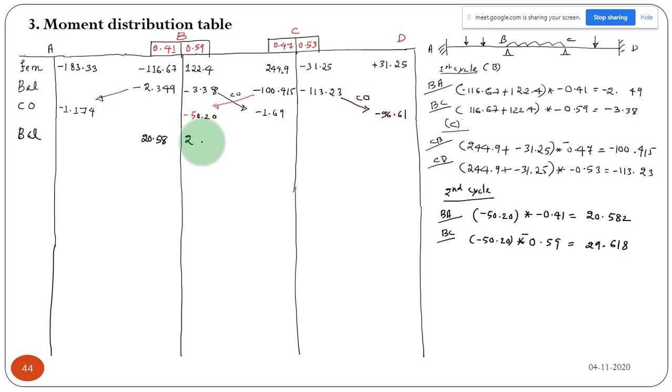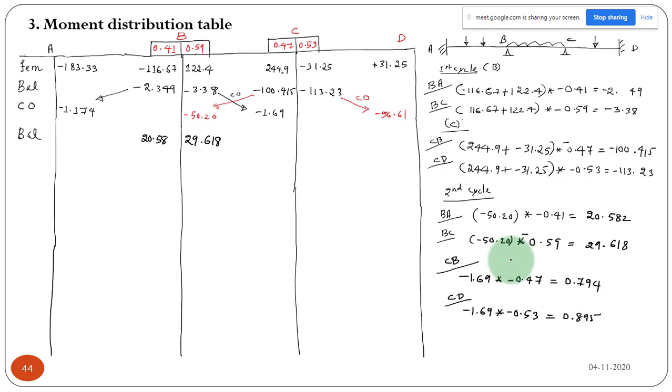This value will be 29.618. Okay, and second cycle, take joint C. What is the value of the moment for CB? That is minus 1.69, that is your unbalanced moment for the second cycle, multiplied by minus 0.47. So you will get this value, that is coming as 0.794, okay, positive. And what is the value for CD? That is minus 1.69 multiplied by 0.53, okay, so that is minus 0.53. So if you do this multiplication, you will get 0.895.